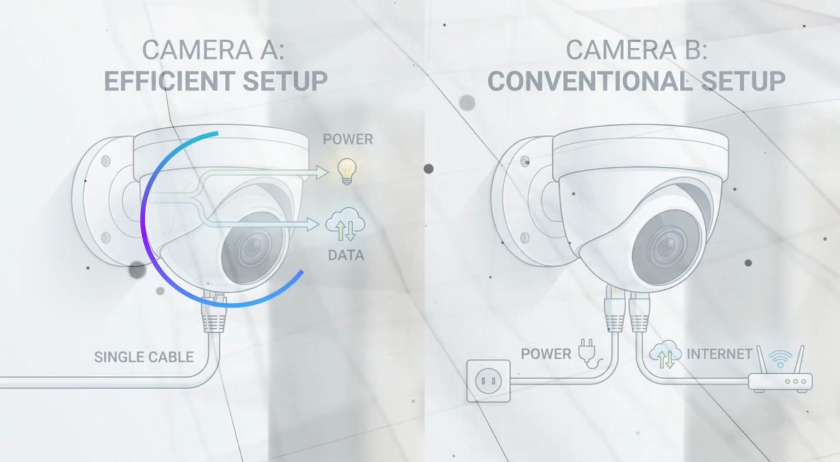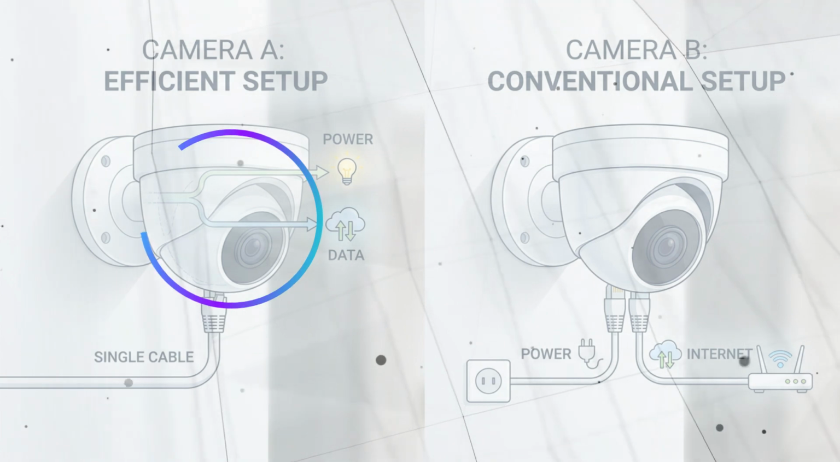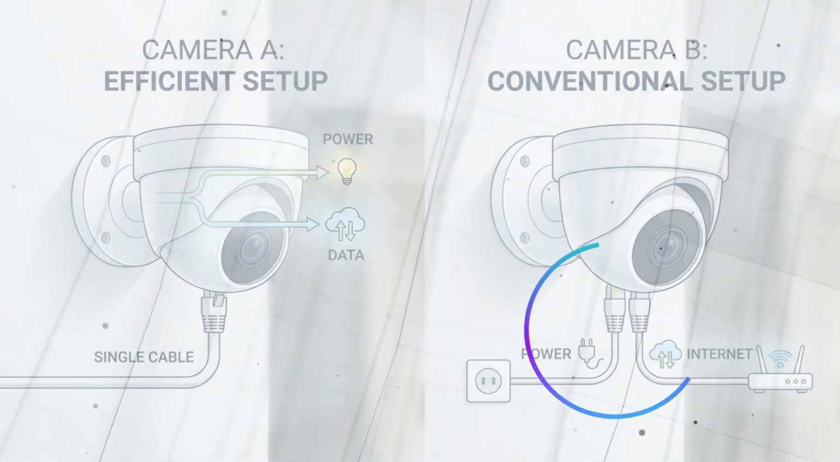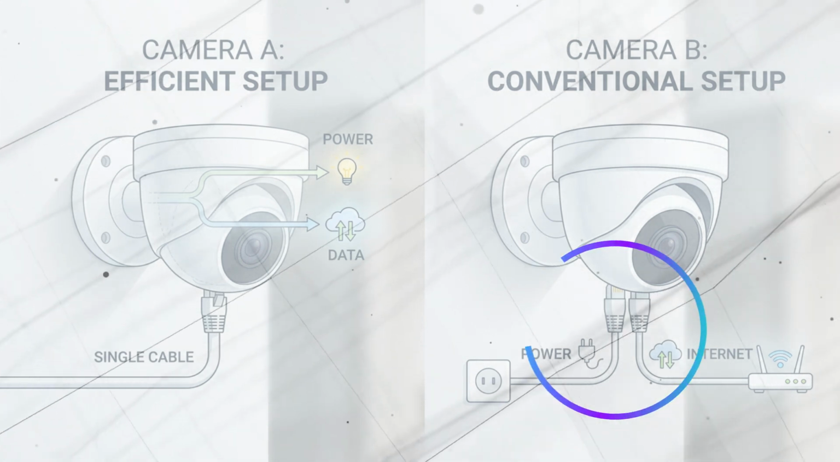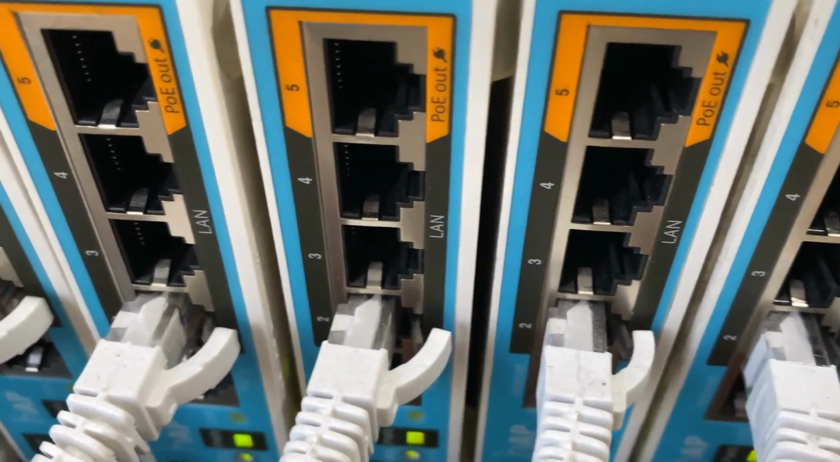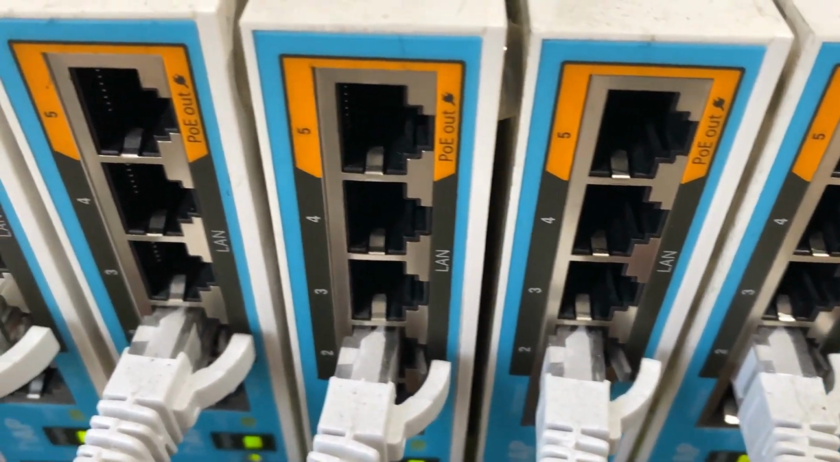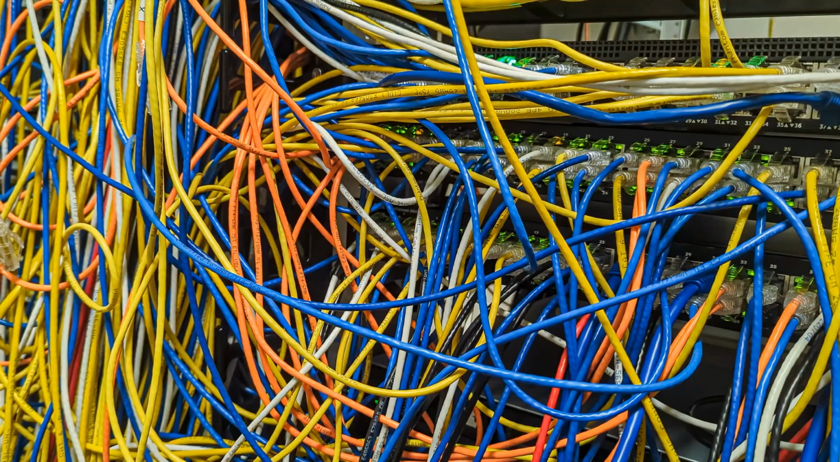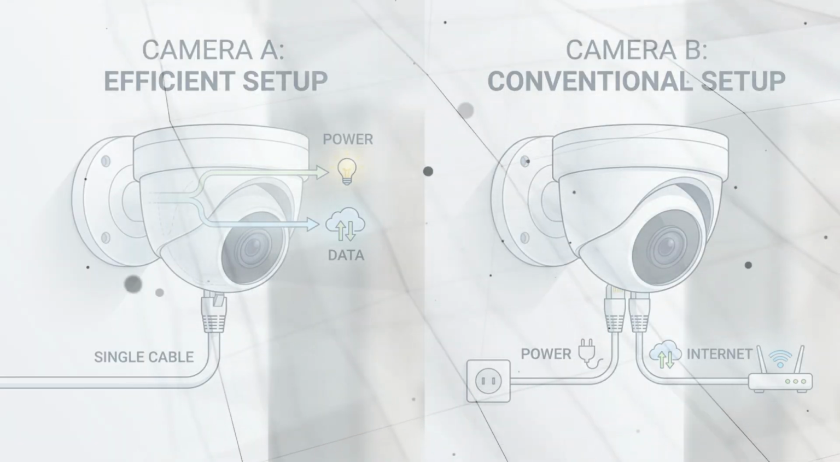Imagine you plug in a single cable, and your camera turns on and goes online at once. Now imagine another camera that needs two cables, one for power, one for the internet. Both look the same from the outside, but one hides a power trick inside. Knowing that trick can save you money, time, and a lot of wiring mess. Here's what each switch does.